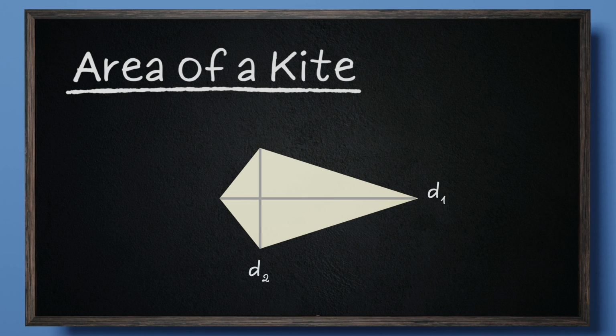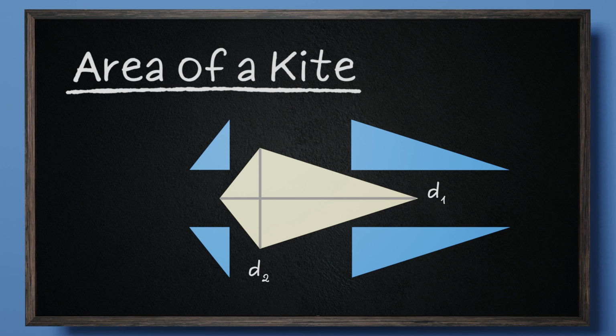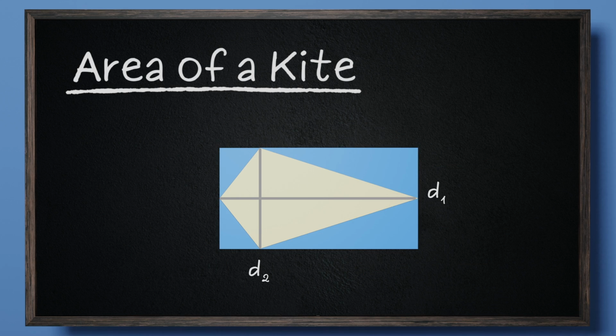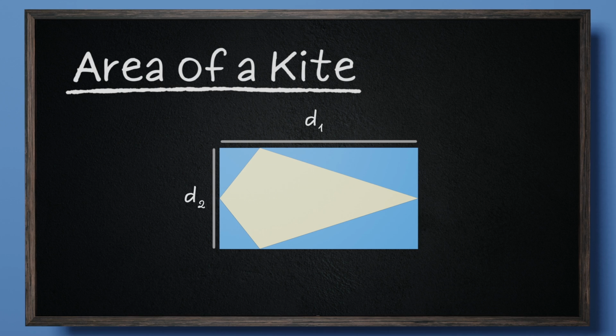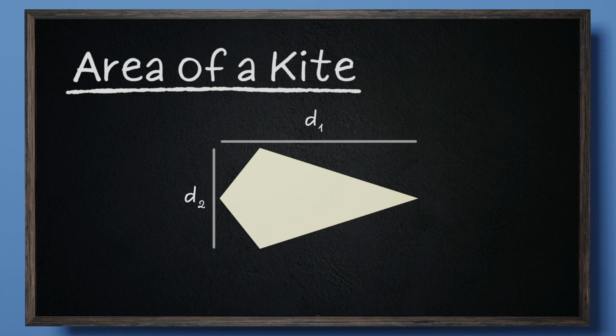Looking at our kite, if we make copies of each triangular piece formed by the diagonals and rearrange each piece like so, we form a rectangle that is one diagonal long and another diagonal wide. But remember, this rectangle took twice as much kite to construct, so we can cut the rectangle's area in half to calculate the proper area of a single kite.